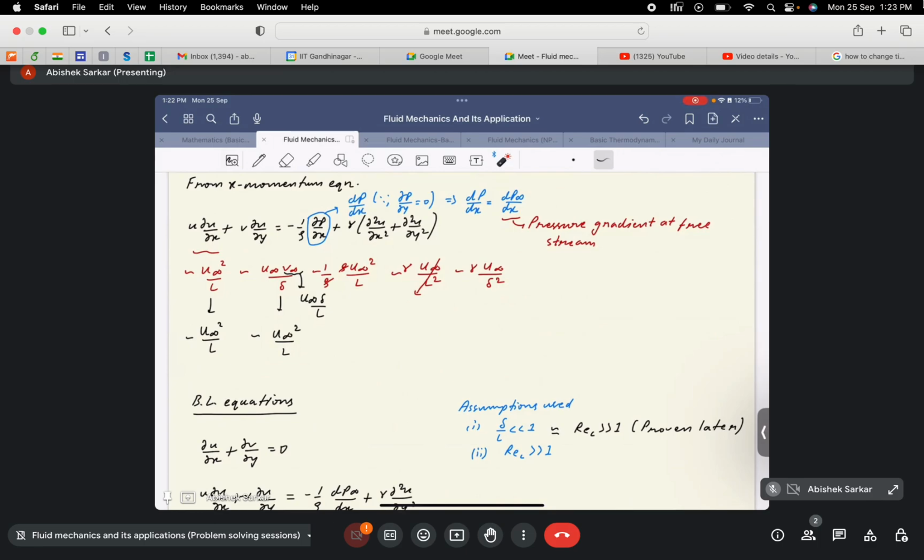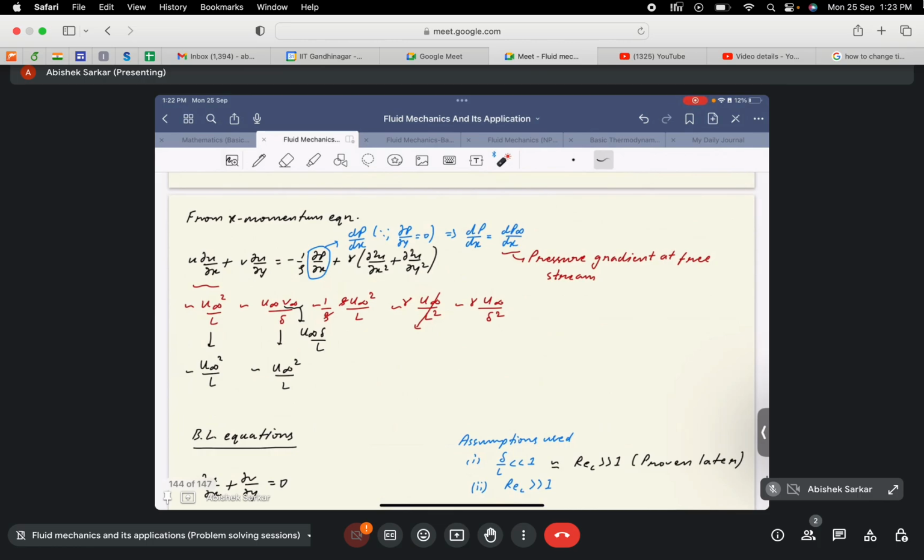Yes. So from this we can see that the inertia terms scale as u infinity square by L. The pressure term also scales as u infinity square by L, and the viscous force terms scale as nu u infinity by del square. So right now we cannot just directly cancel out the terms, because we won't get any significant conclusion of which term to cancel out.